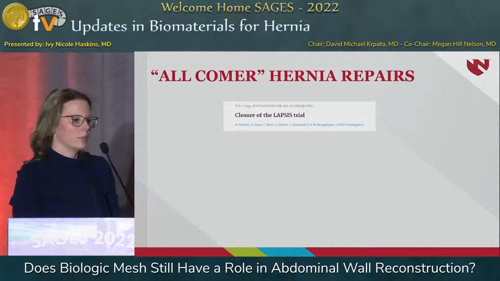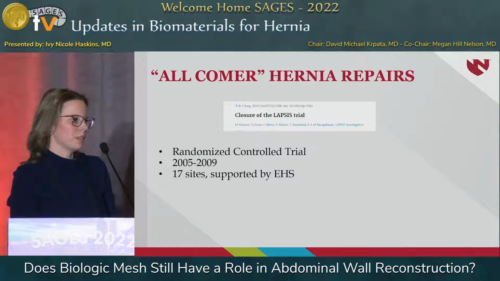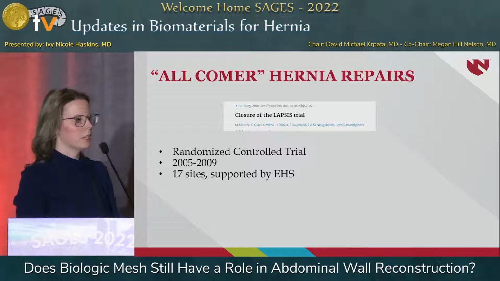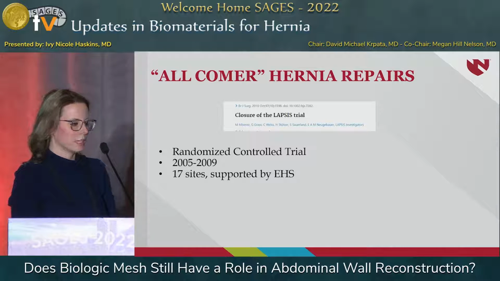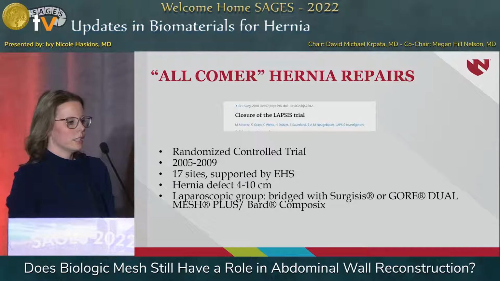Moving on to all-comer hernias, the LAPSIS trial was a randomized controlled trial. It was performed between 2005 and 2009. There were 17 sites in Europe participating. It was supported by the European Hernia Society. The inclusion criteria was a hernia defect between 4 and 10 centimeters. There were actually 4 different groups for this, so 2 in the laparoscopic arm, 2 in the open arm.